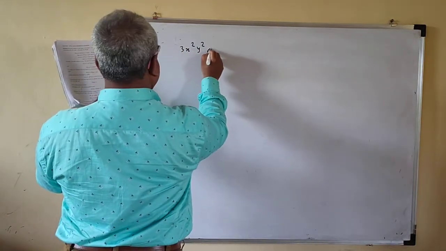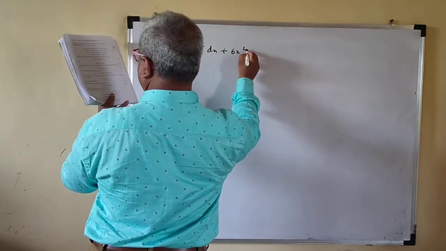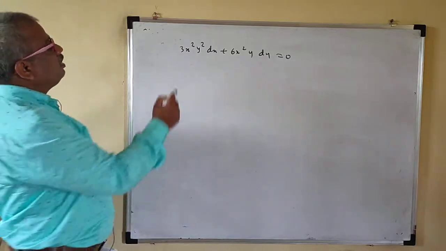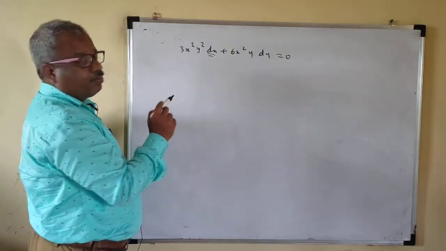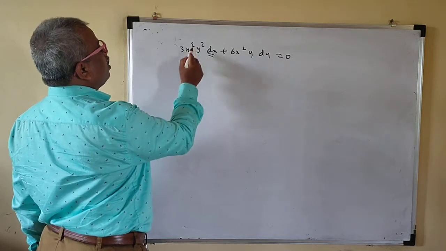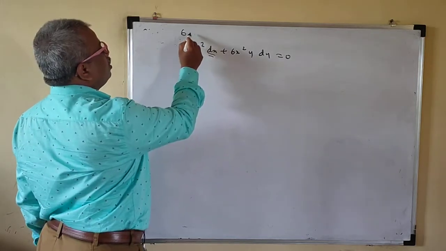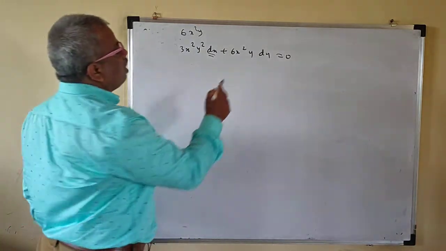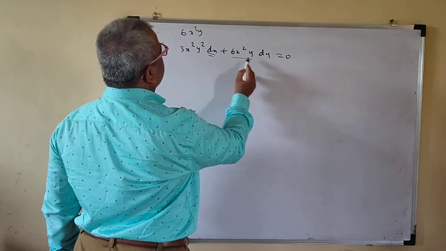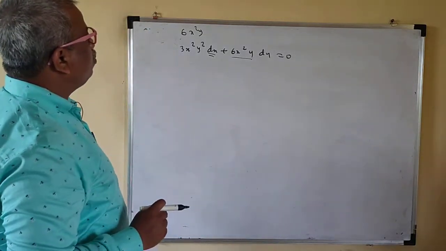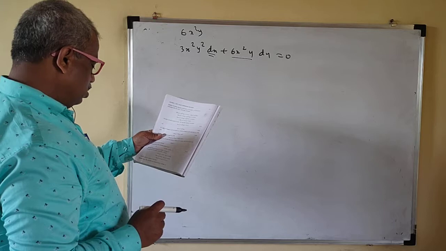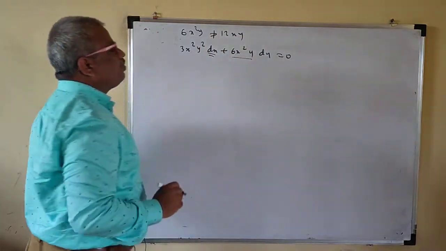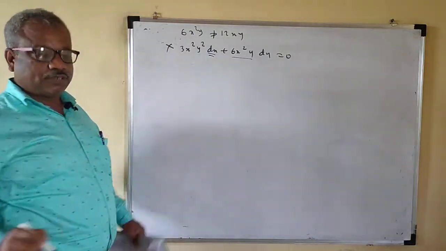3x square y square dx plus 6x square y dy is equal to 0. Okay. So suppose we'll check this. This is the coefficient of dx. So we'll differentiate this with respect to y. The derivative of y square is twice y. So this is 6x square y. Partial derivative. What about this one? We have to differentiate this with respect to x. This is 12xy. So these are not the same. This is not exact.